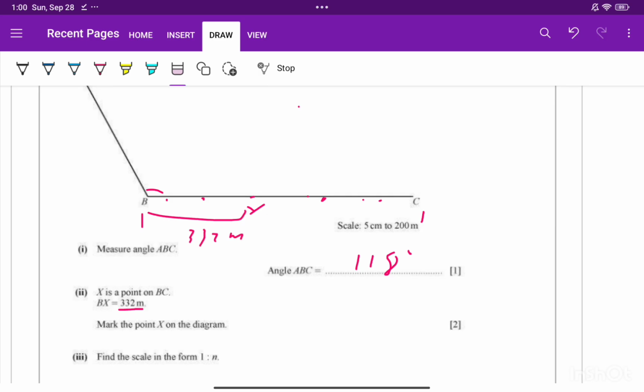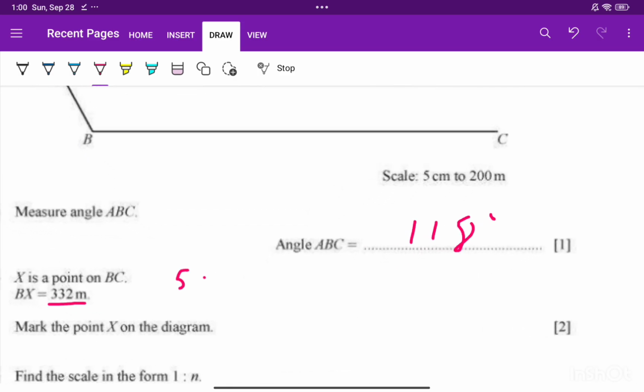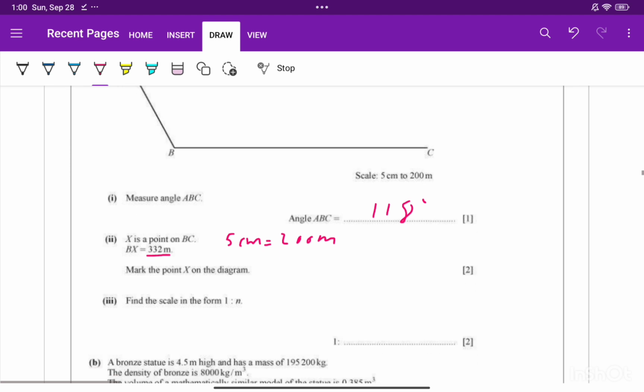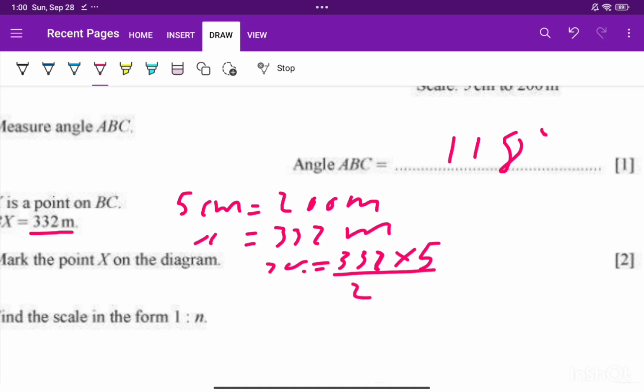So we have to mark the point X on the diagram. The question did say that 5 centimeter was equal to 200 meter. Let me recheck. Yes, so 332 meter will be equal to 8.3 centimeter. So this is for example X. X will be equal to 332 multiplied by 5 divided by 200.